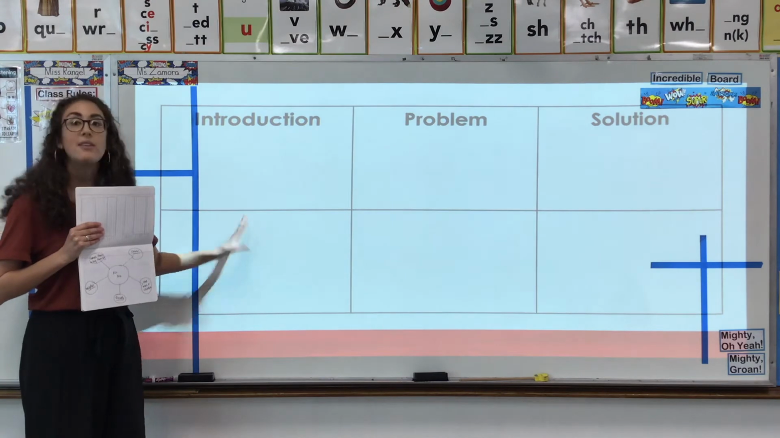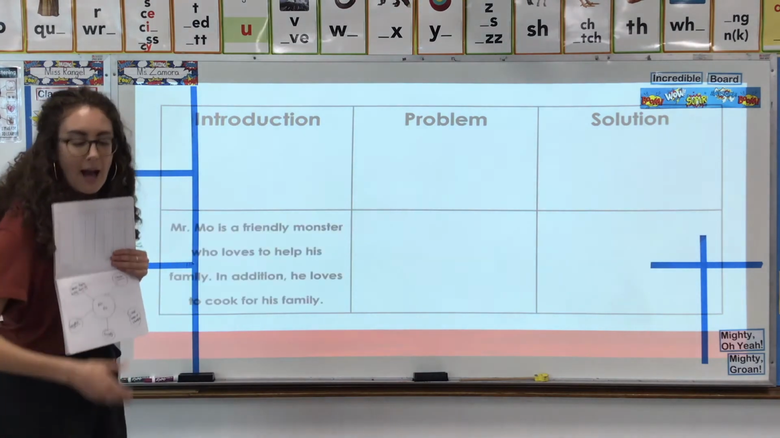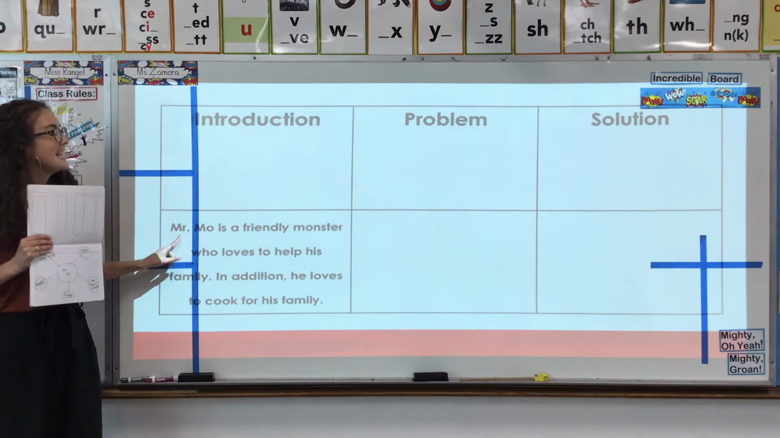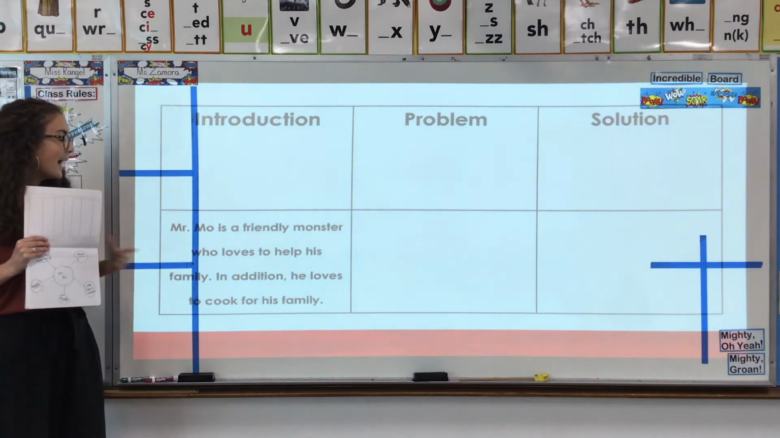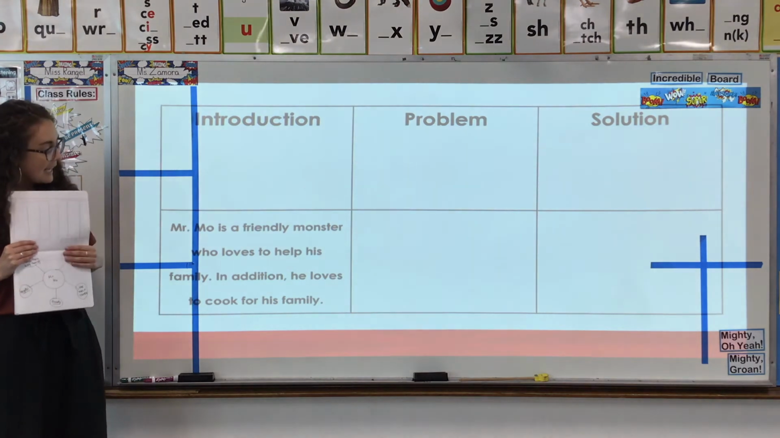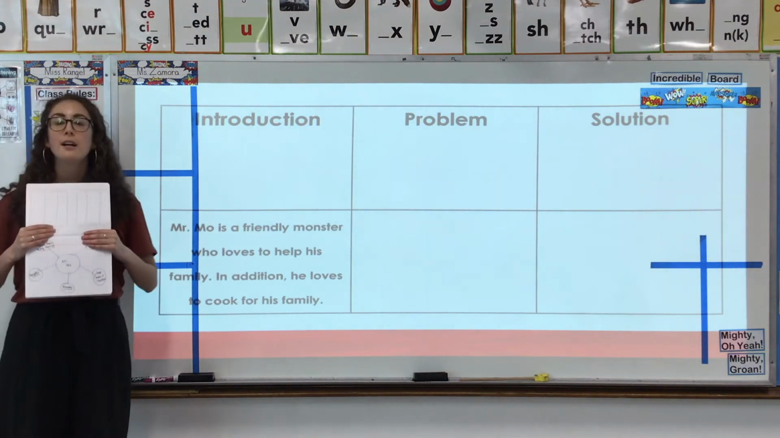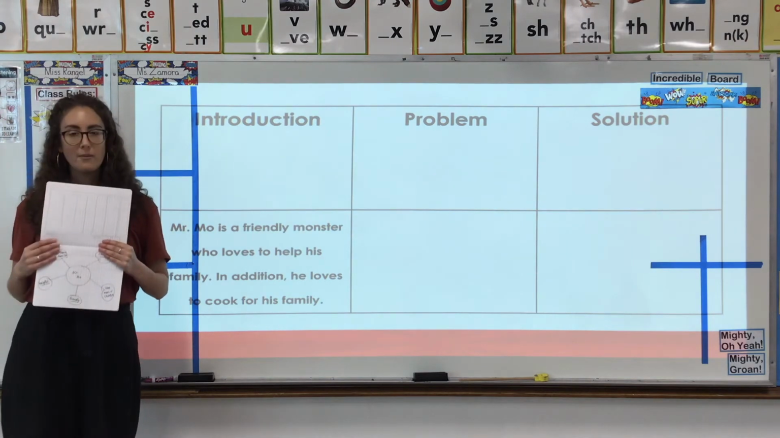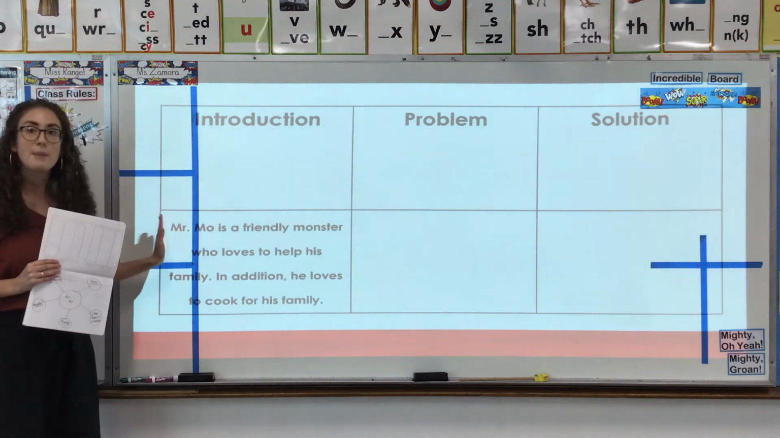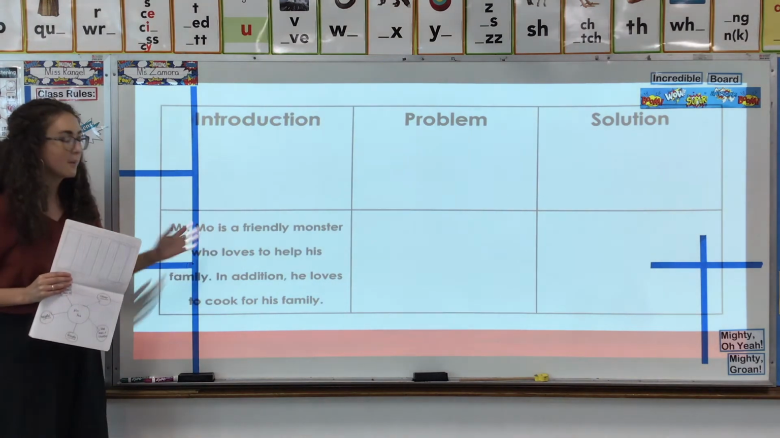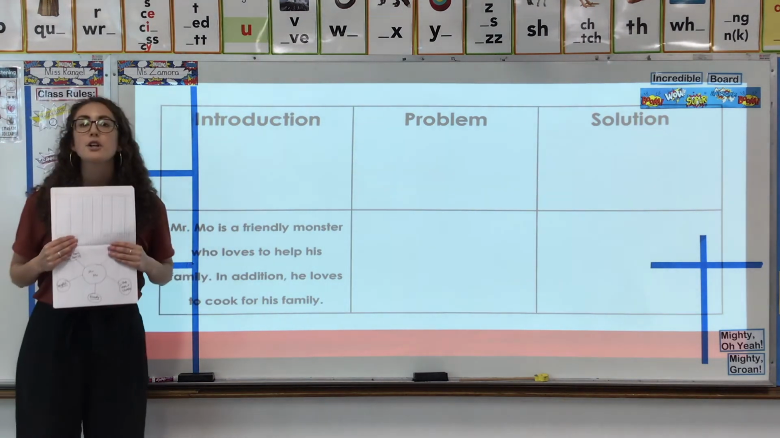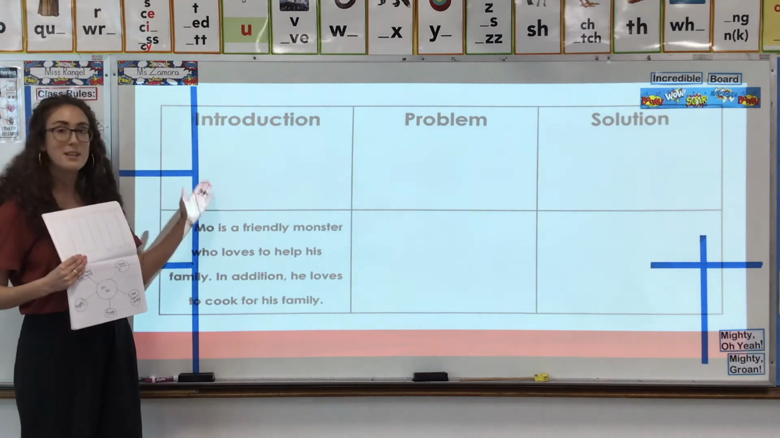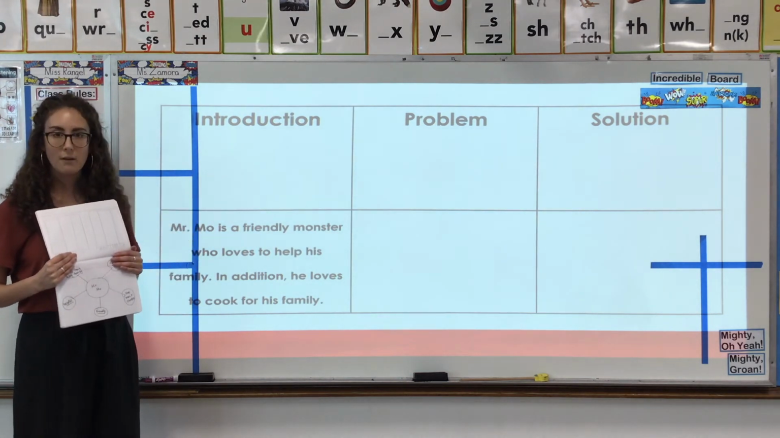So, in the introduction of my story, I'm going to mention, Mr. Mo is a friendly monster who loves to help his family. In addition, he loves to cook for his family. So in that introduction of my story, I'm going to make sure to write about that Mr. Mo is friendly and he loves to cook for his family. That is how I'm going to start my story once I eventually start writing.